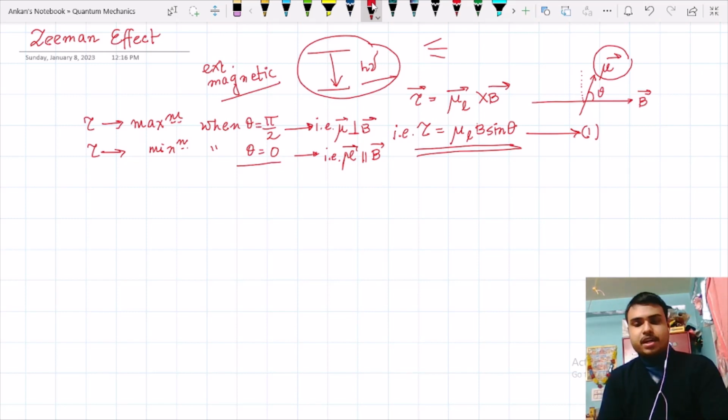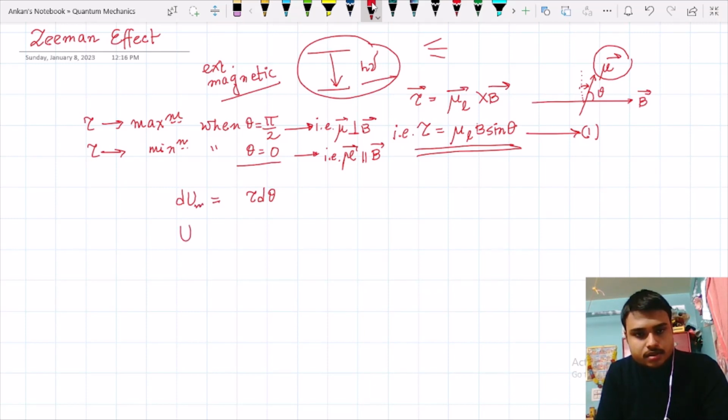So the potential energy, let us first calculate the work done. To determine the potential energy stored in the system, we have to do some work in deflecting the magnetic moment from the maximum value to a certain angle theta. The work done during this is stored as the potential energy in the system, and this is given by dU, which is nothing but tau d theta. Let me name it as U m. This is the magnetic potential energy stored in the system.